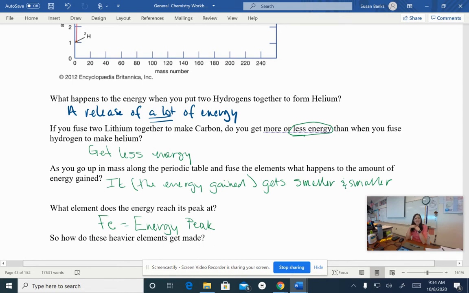So my question is, how do these heavier elements get made? We know we have elements beyond iron. How are they made? Because once the sun gets to iron, that's where we have what's called a solar death. And that sun dies because it has nothing left to fuse. So how does it work?